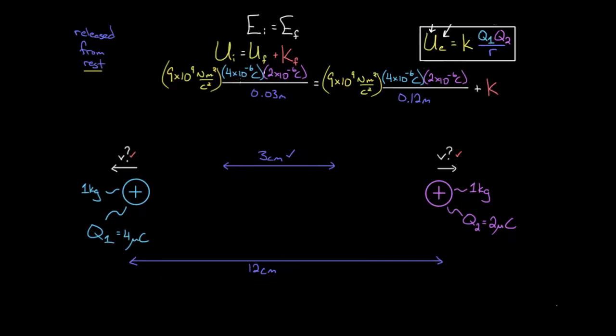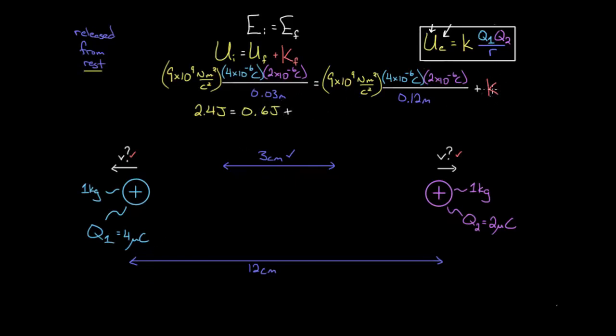Well, if you calculate these terms, if you multiply all this out on the left-hand side, you get 2.4 joules of initial electrical potential energy. And that's going to equal, if you calculate all of this in this term, multiply the charges, divide by 0.12, and multiply by 9 times 10 to the 9th, you get 0.6 joules of electric potential energy after they're 12 centimeters apart, plus the amount of kinetic energy in the system.